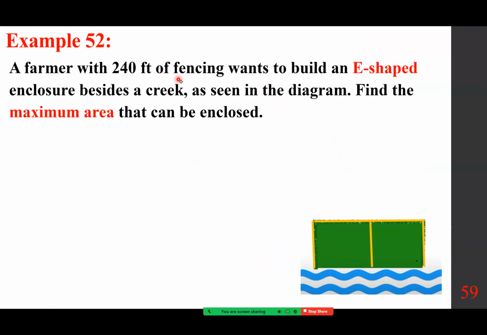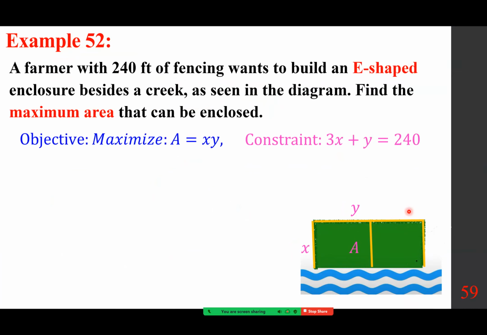A farmer with 240 feet of fencing wants to build an E-shaped enclosure beside a creek, as seen in the diagram. Find the maximum area. So let's throw in some variables. The objective is to maximize the area, A equals xy, subject to 240 feet of fencing. 1, 2, 3x plus 1y is 240. And that's really the core of the material, understanding the question, and now the rest is elementary.